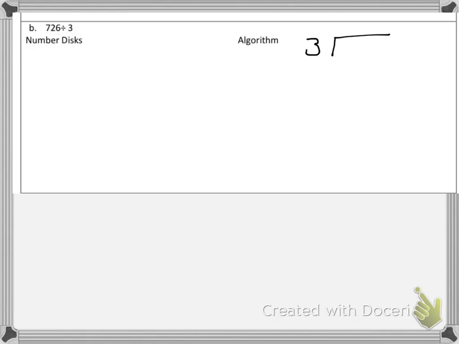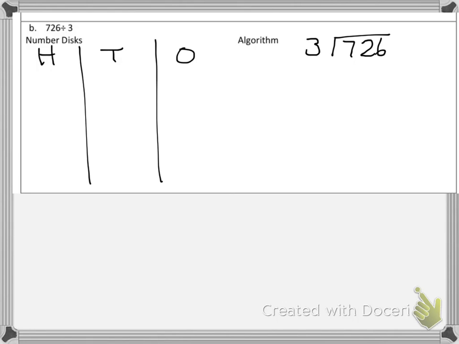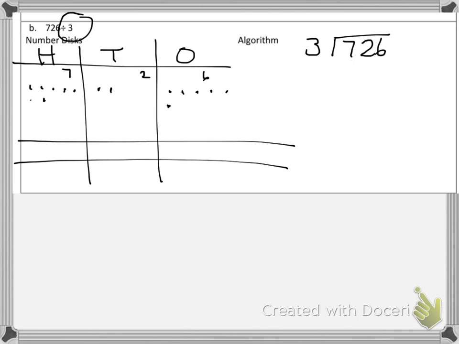726 divided by 3. So I need to have a hundreds, tens, and ones chart. I'm doing 726, so I need to have 7 dots in the hundreds, 2 dots in the tens, and 6 dots in the ones. I'm dividing by 3, so I know that I need to make 3 spaces to put my dots. 1 space, 2 spaces, and here's my 3rd space.